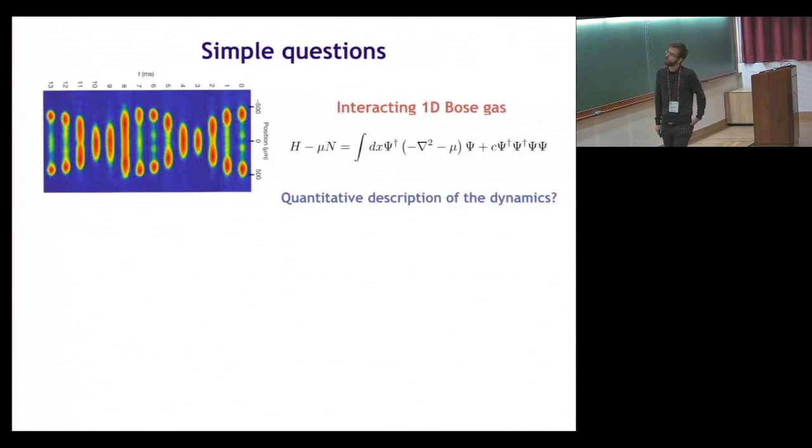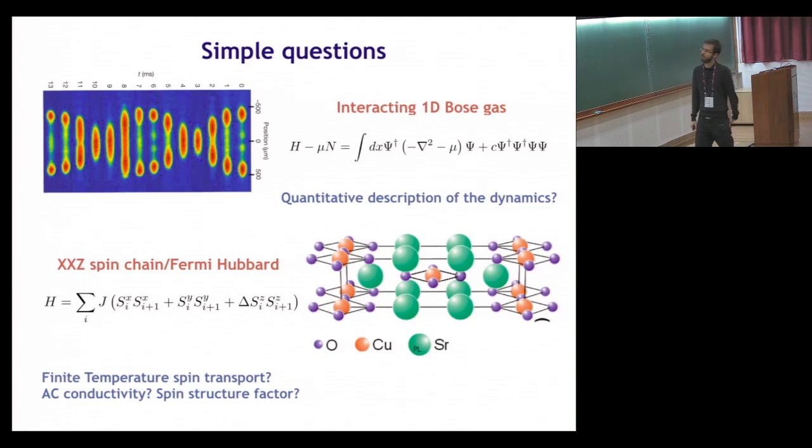All right, so the type of simple questions that I think we now know how to answer, or at least we're getting there, and we didn't know a few years ago, are the following. Say you take an interacting Bose gas in 1D, this is the Lieb-Liniger model, this is integrable, and you can ask about a quantitative description of the dynamics. After all, the model is integrable, so how can you describe something like this Newton's cradle experiment? And you heard about this last week, if you were here.